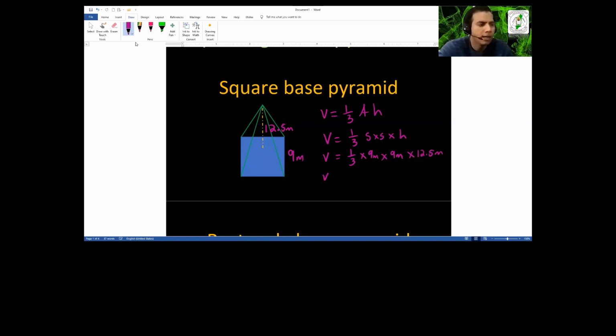Okay, multiplying all of that in our calculator will give us 9 times 9 times 12.5. We divide that by 3 because it's 1/3. So we have 337.5 meters to the 3rd power. So that will be the volume of the square base pyramid. It's 1/3 of the entire volume of a prism with the same dimensions.